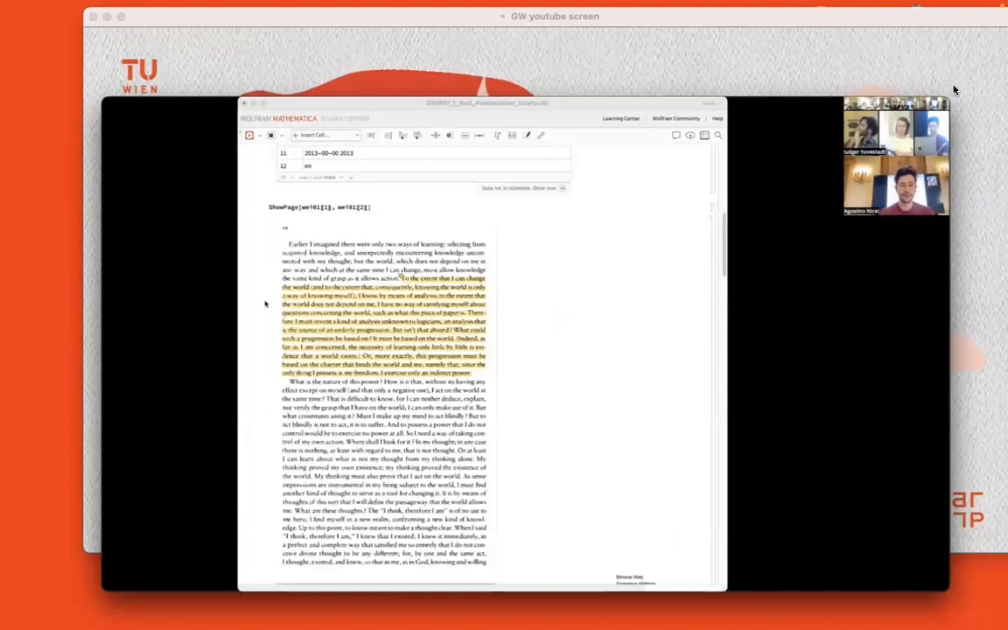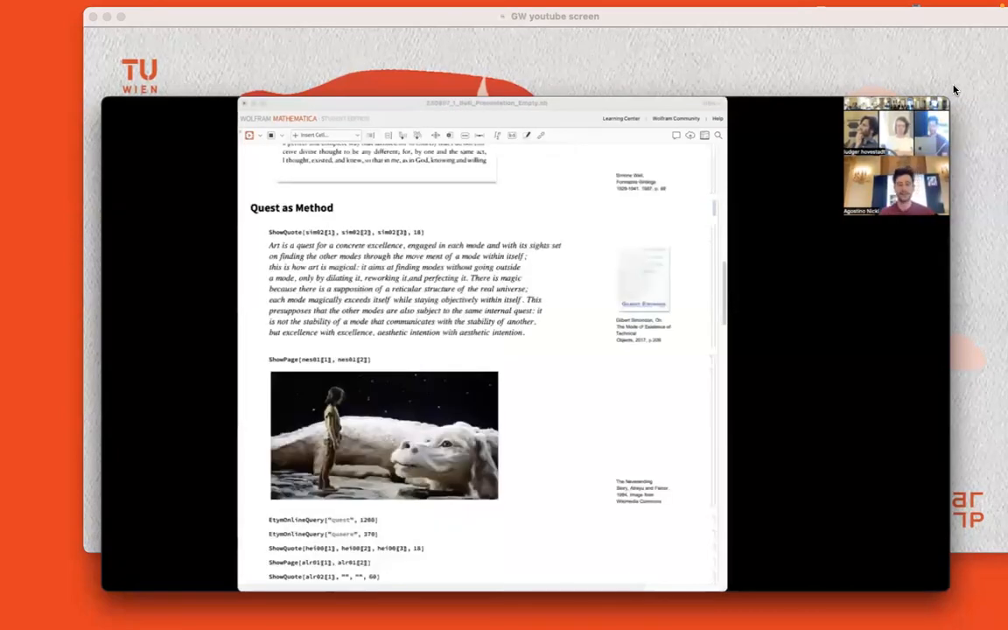There's this nice quote by Leibniz saying, "I have no way of satisfying myself about questions concerning the world, such as what this piece of paper is. Therefore, I must invent a kind of analysis unknown to logicians, an analysis that is the source of an orderly progression. But isn't that absurd? What could such a progression be based on? It must be based on the world." And so what we observe in the world is based on our method of questing it. Today I want to present an attempt of what such an orderly progression looks like.